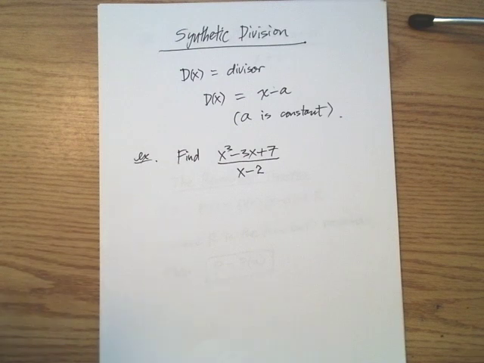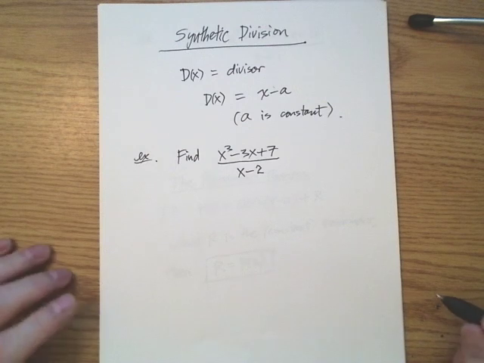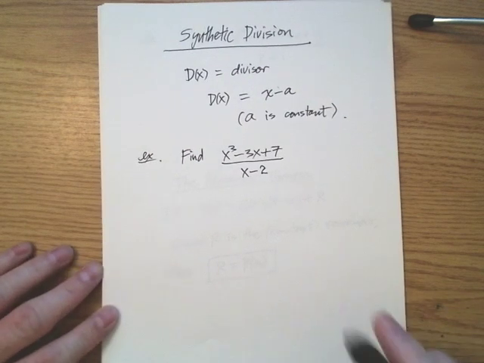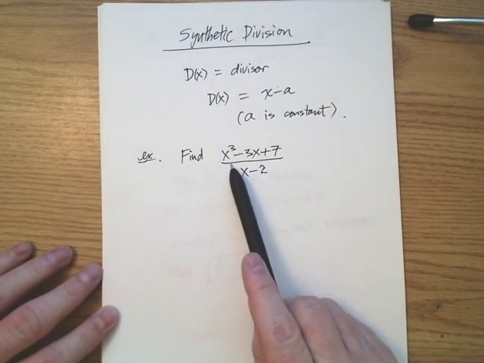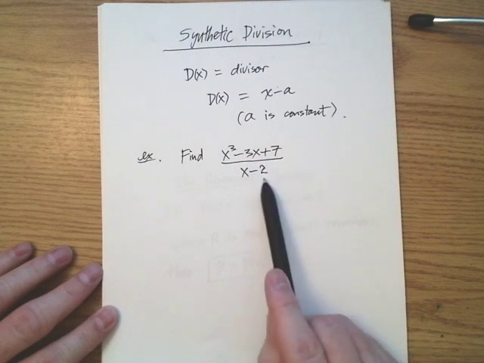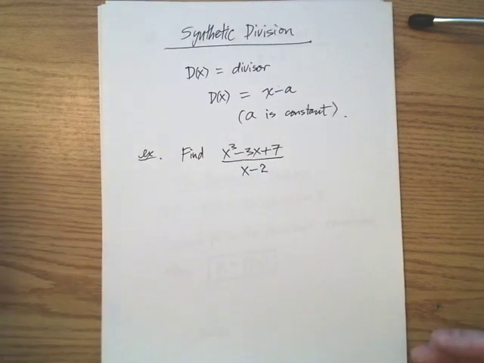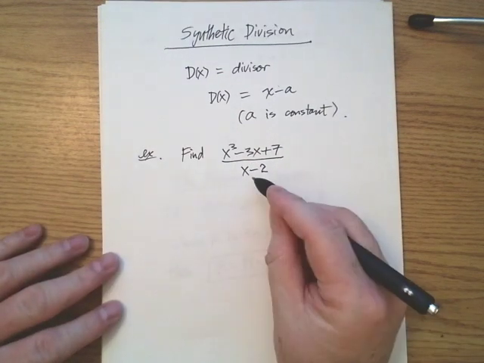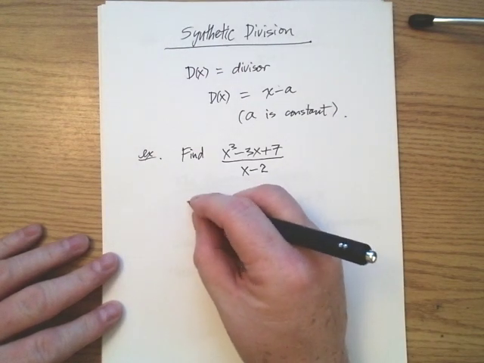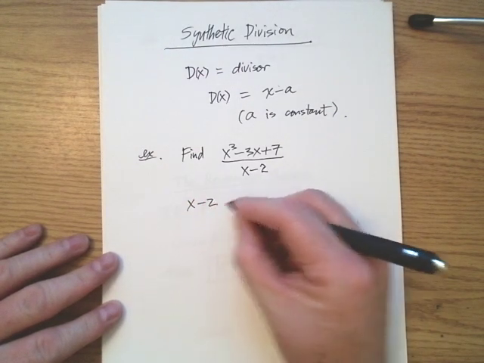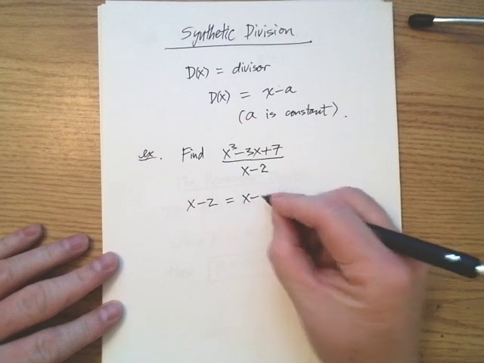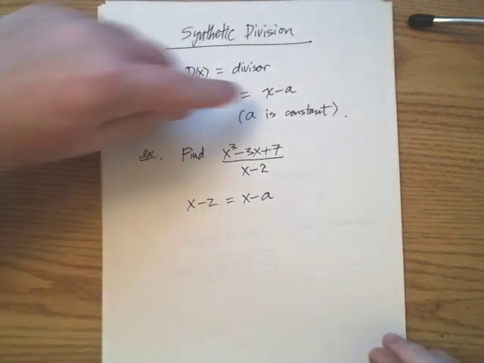All right? But if it does look like that, then this is going to be a very quick process, faster than using long division, okay? Now, let's take this first example here. Find x cubed minus 3x plus 7 divided by x minus 2, and we'll use synthetic division here. The first thing I would point out here is our divisor, d of x, is x minus 2. That corresponds to the x minus a here, okay?